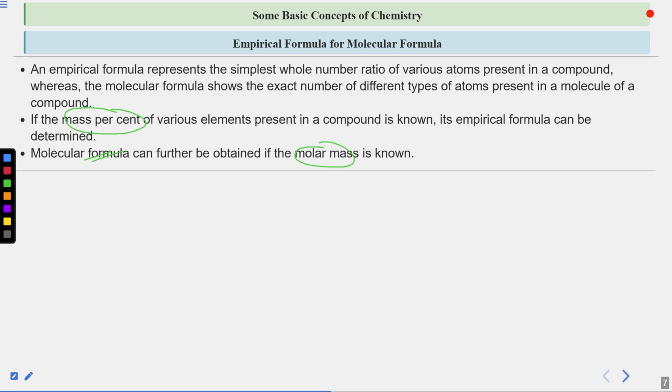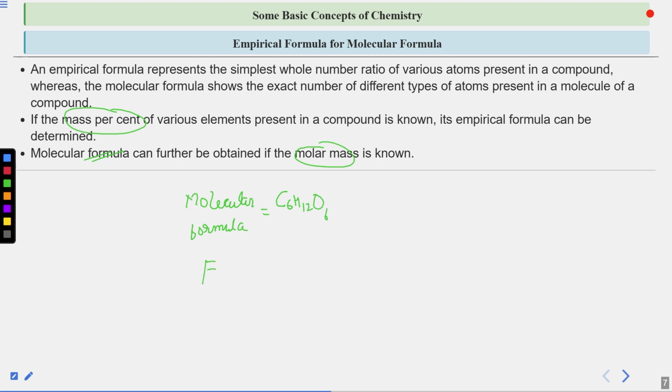It is the simplest whole number ratio. Okay, Nandini. Suppose we have glucose as C6H12O6. This is called the molecular formula, which tells us the actual count of the number of atoms present in a molecule. So if you take a molecule of glucose, you will have 6 carbons, 12 hydrogens, and 6 oxygens.